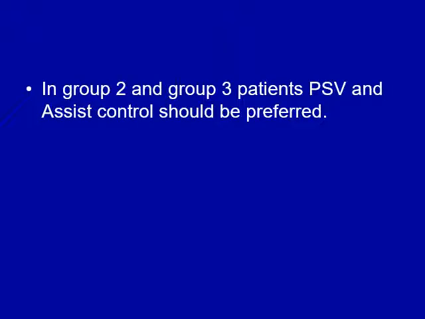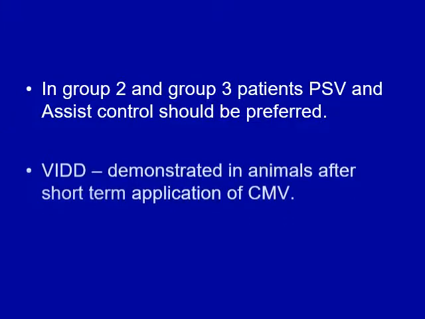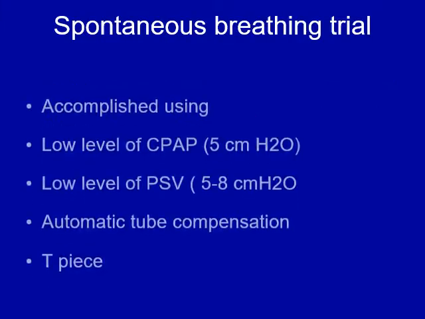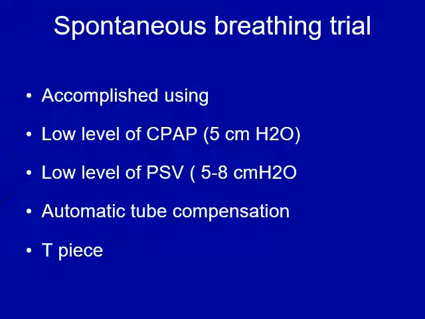In group 2 and group 3 patients, that is in case of difficult weaning and prolonged weaning patients, pressure support ventilation and assist control ventilation are preferred. What assessment do we have to do during the spontaneous breathing trial? We have to do all the clinical assessment and also the objective assessment. How is the spontaneous breathing trial accomplished? It is accomplished using a low level of CPAP, that is 5 centimeters of water, or a low level of pressure support, that is 5 to 8 centimeters of water, or automatic tube compensation, or T-piece.